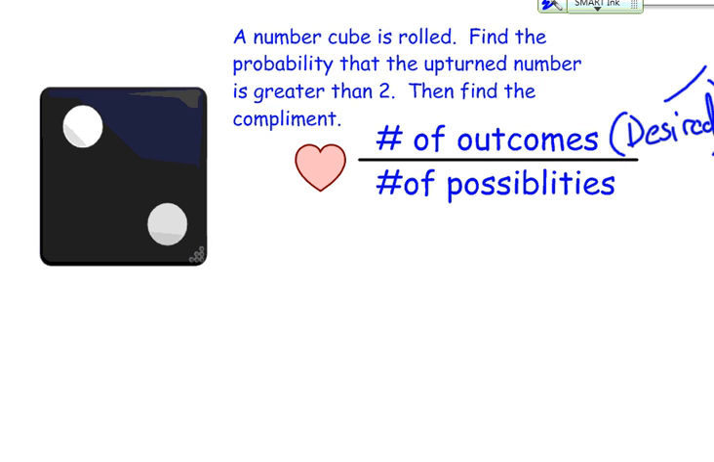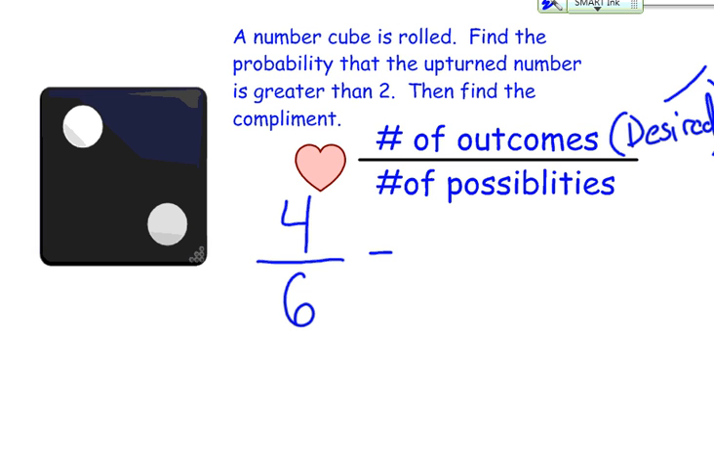What are the possibilities? What are all the possible answers that we could get when it comes to rolling a cube? When it comes to a 6-sided cube, the number of possibilities would be 6. There are 6 sides to the cube. There are 6 possible answers. However, we want the number of outcomes that we desire. What do we want? We want sides that are greater than 2. So that would be 3, 4, 5, 6. So there are 4 desired outcomes. So we have a 4 out of 6. Right. 4 out of 6.